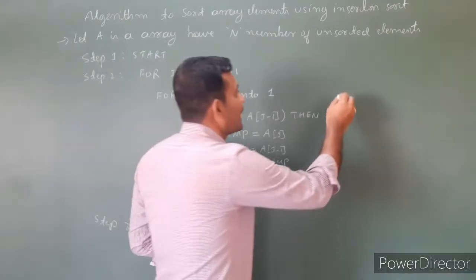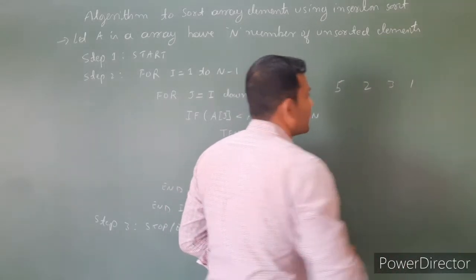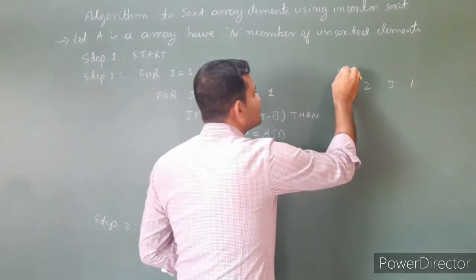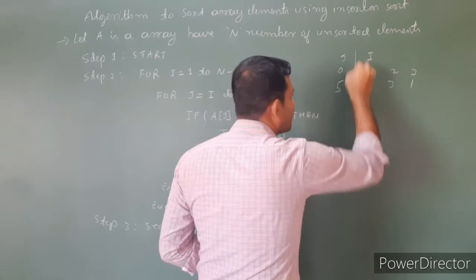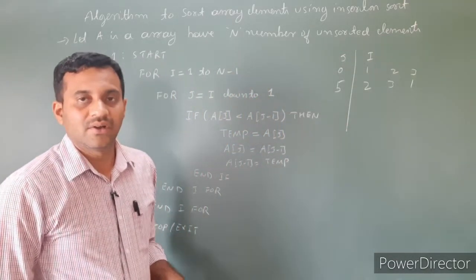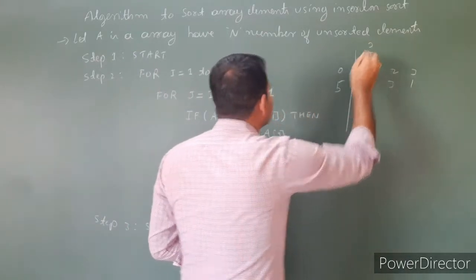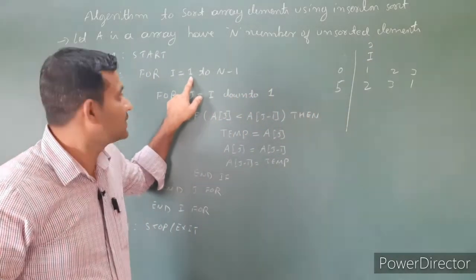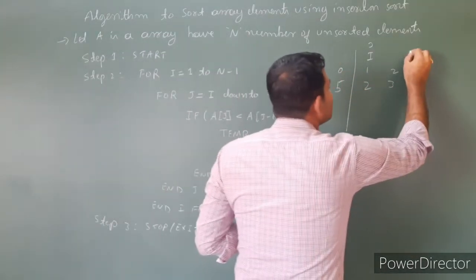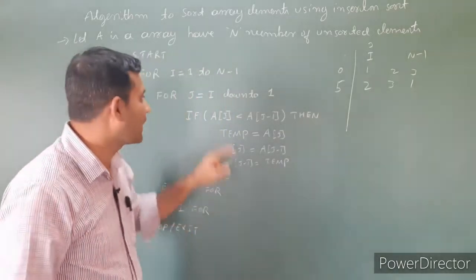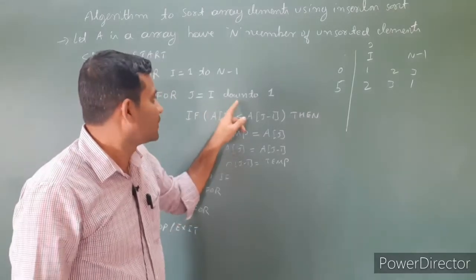See here, if the elements are 5, 2, 3, 1, these are the elements, so index values 0, 1, 2, 3. Here is i, and this one is j. Initially both i and j are here. See here, i equals 1, start from the unsorted portion to n minus 1; 3 is the n minus 1. Then initialize j equals i; both j and i are the same.